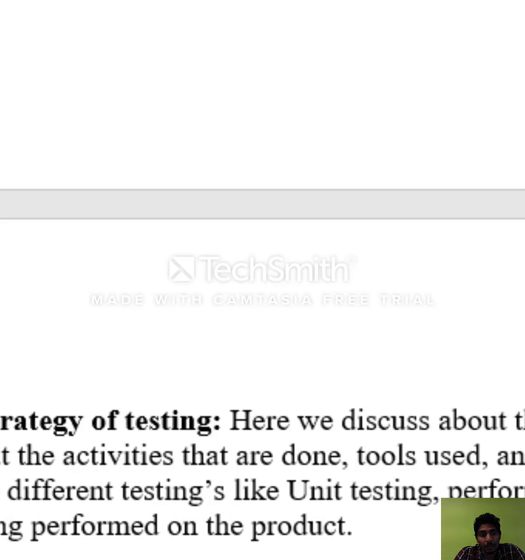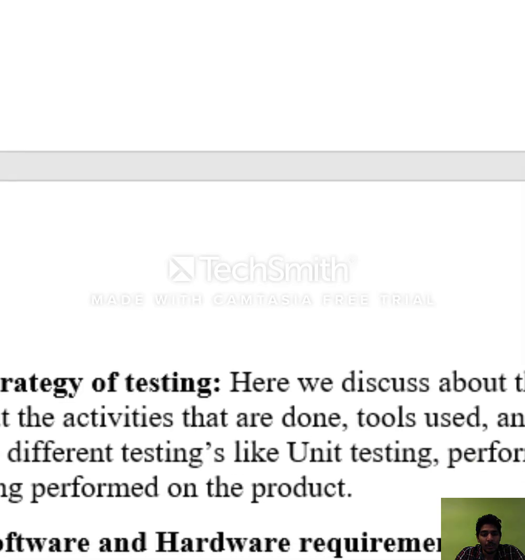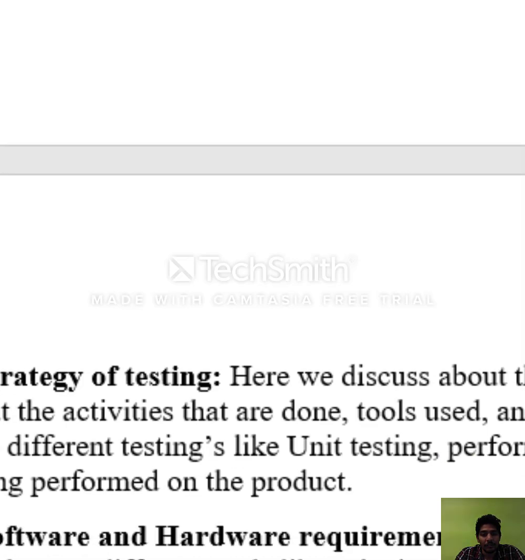In the objectives, we start testing the product. In scope, that will give the scope of the testing. In strategy of testing, there will be an actual discussion on testing and its strategy. We also talk about the activities that are done. In software and hardware requirements, there will be tools like Selenium, LoadRunner, and QTP, which would be used to automate the testing.